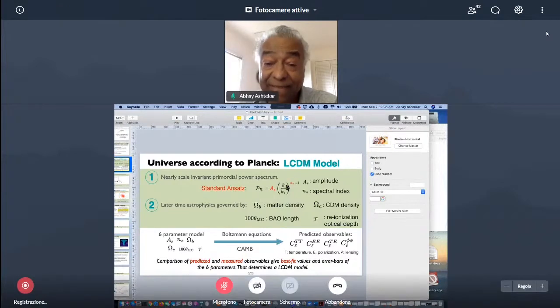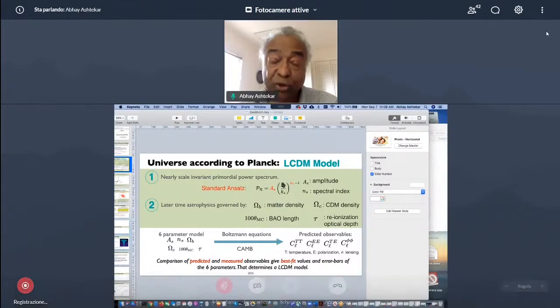Ns is less than 1, and therefore the power decreases as k increases. So this is called blue tilt, and ns is called the spectral index. The two parameters are in red up here, and that is a standard ansatz made about the primordial spectrum.